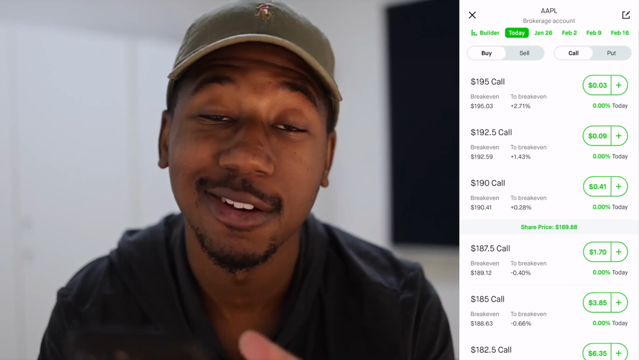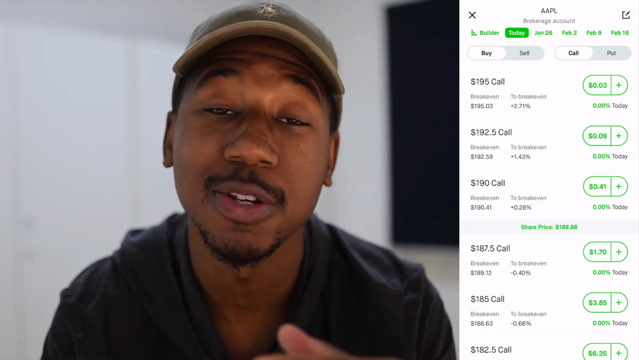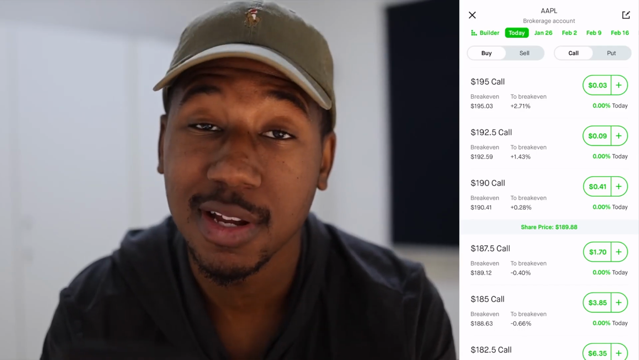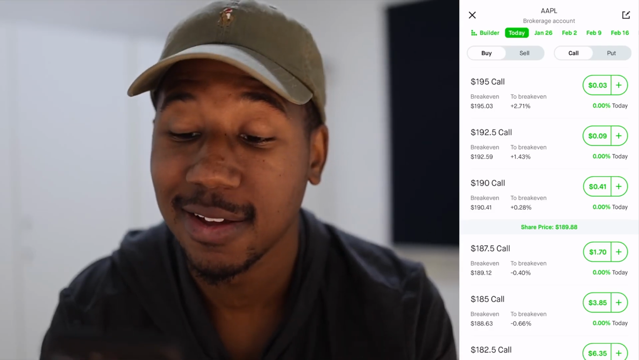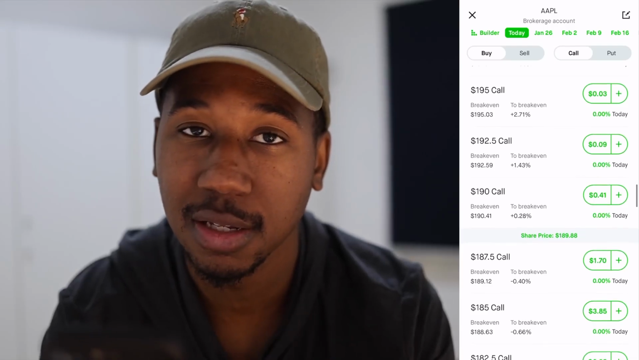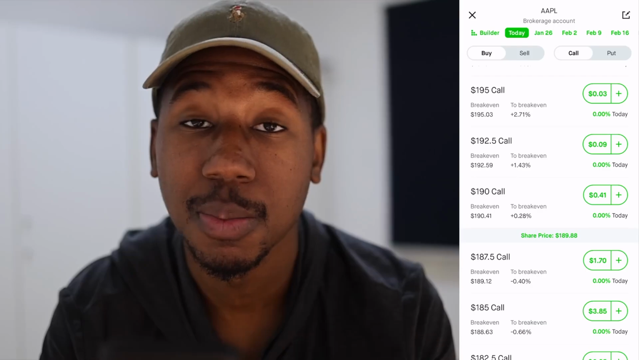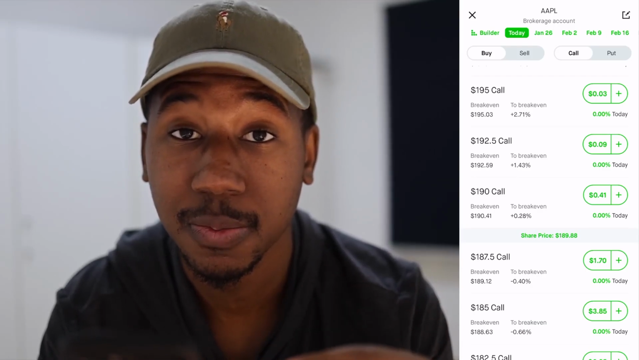Now, looking at calls and assuming that the stock is going to go up, say we thought the stock was going to go up to 195 today, but the stock is currently trading at 189.88. All the call options above this share price line are considered to be out of the money. Because of that, they are much cheaper. And at the end of the day, these will expire worthless.